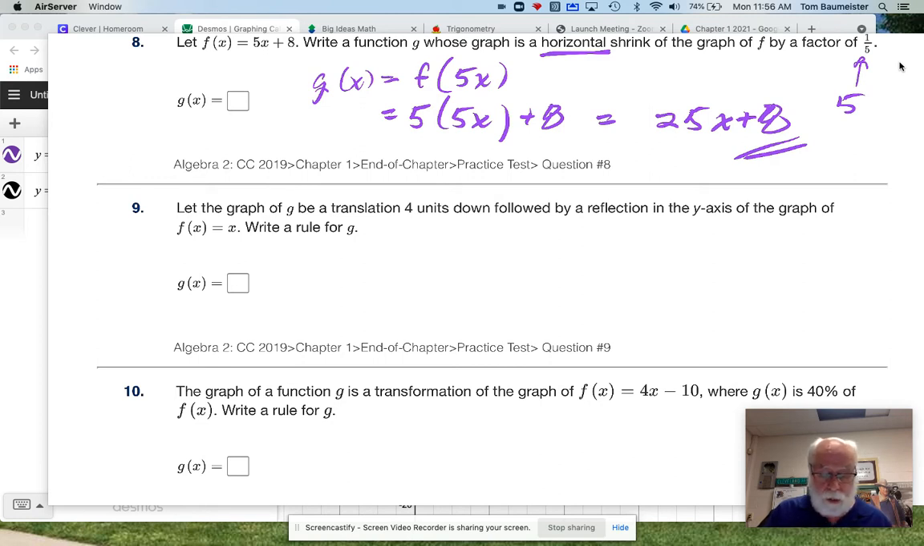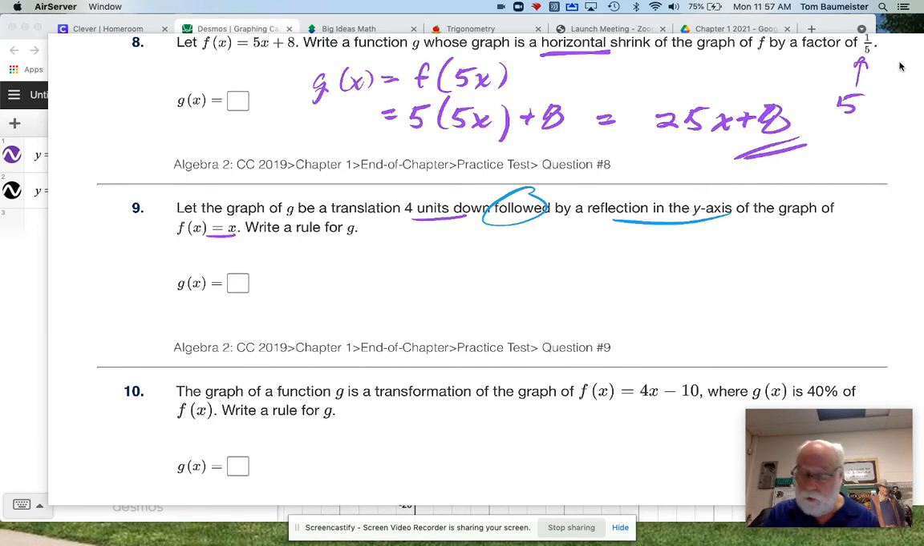Let the graph of g be a translation 4 units down, followed by a reflection in the y-axis of the graph of f of x is equal to x. Write a rule for g. So they're telling us that our f of x is equal to x. All right? And they're telling us, again, we're doing 2 things here. We're first going to go 4 units down, followed by a reflection in the y-axis.